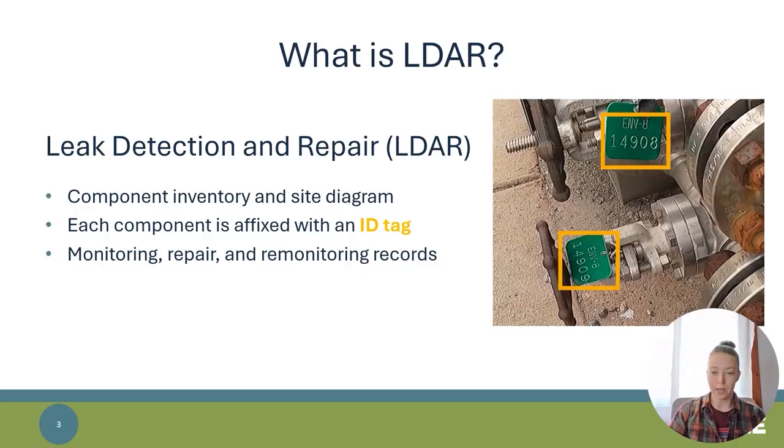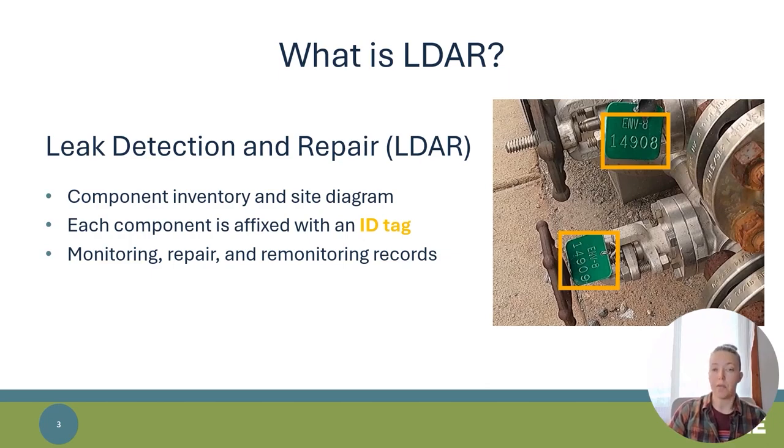So what are leak detection and repair programs? They're commonly called LDAR programs. And these are work practice standards that are designed to identify leaking equipment so that emissions can be reduced through repairs. LDAR programs generally require a site diagram and an inventory of all the pieces of equipment that are monitored for leaks. These are called components.